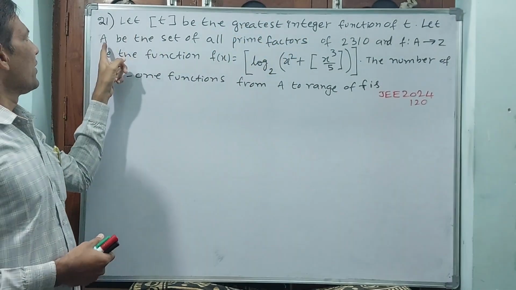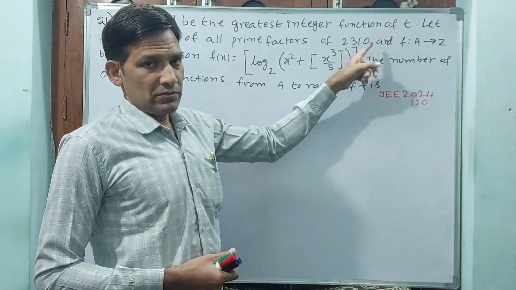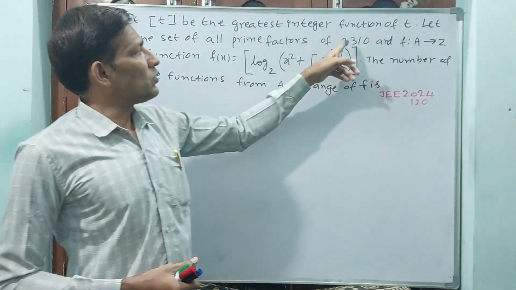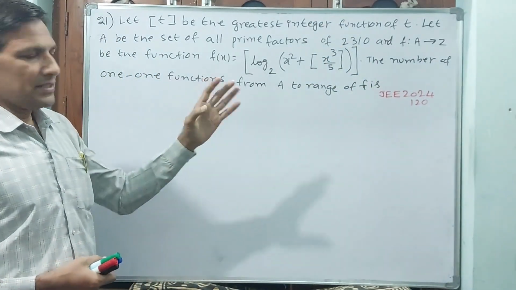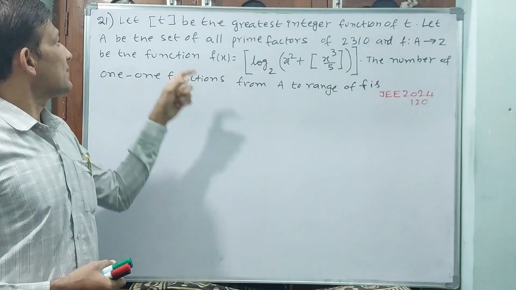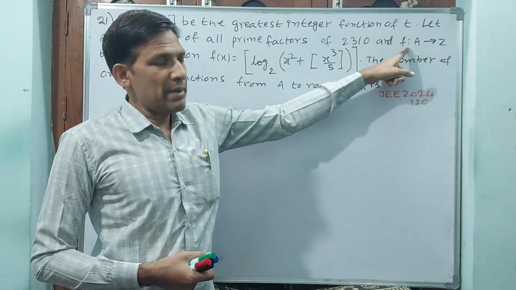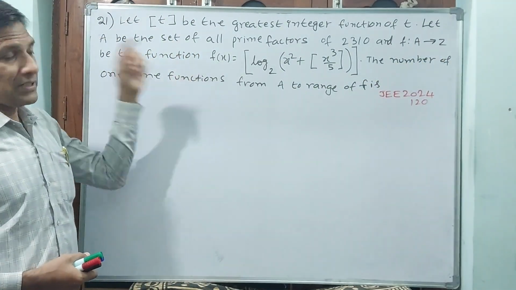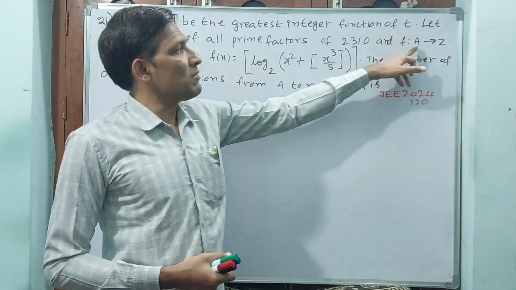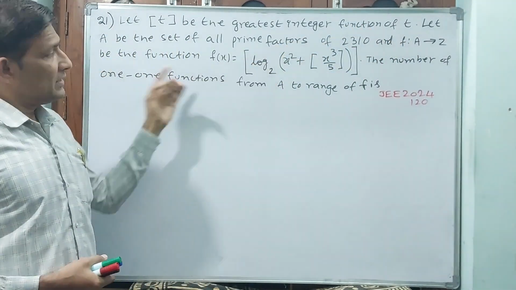Let A be the set of all prime factors of 2310. That means if you find the prime factors of 2310 and make a set of those prime factors, that set should be A. And f is a mapping from A to Z. Be the function, that means we are giving the domain A only. You are going to find A from here. What is the function? The function is this one.